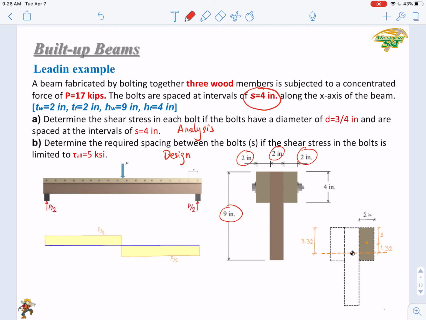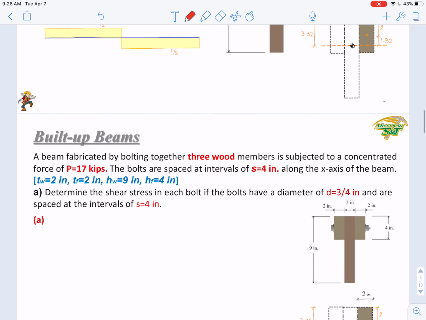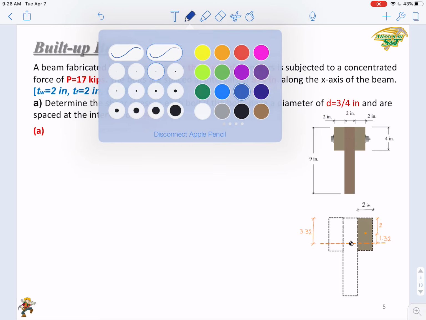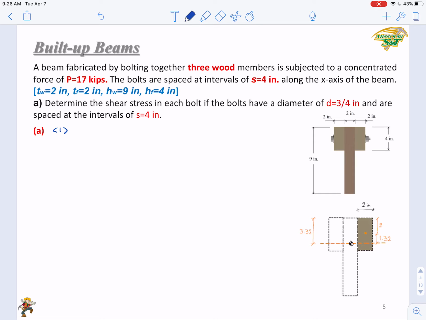Okay, so then we will just do them one by one. Let's look at part A first. So you know the dimensions, you know the P, and then we need to analyze the stress in the bolts. Okay, so first of all, what we needed to do for the first step. We need to find V, I, etc.